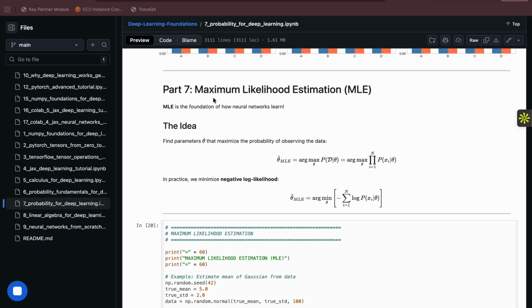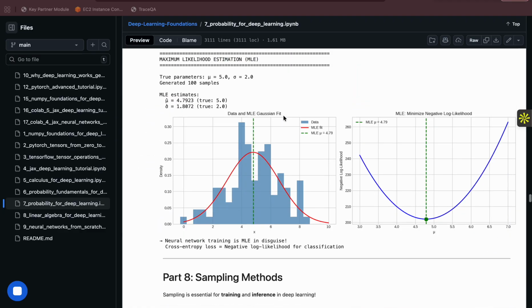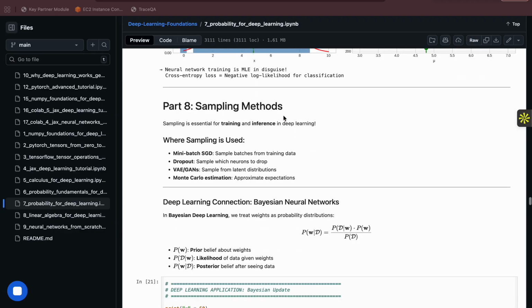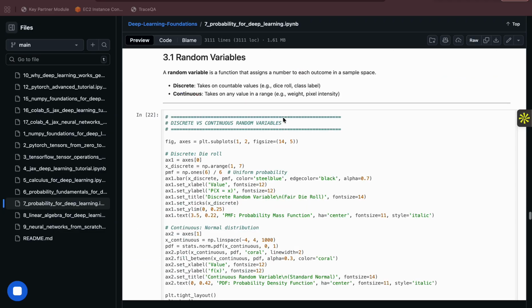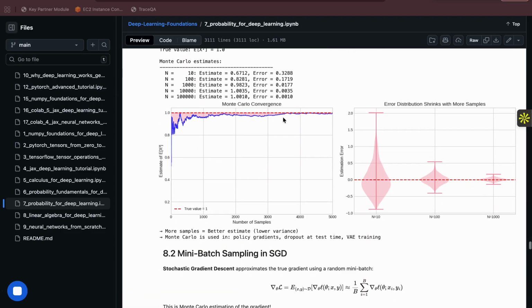Similarly, we also calculate the maximum likelihood estimation of both distributions. And in the end, we implement a dropout layer with Bernoulli sampling.